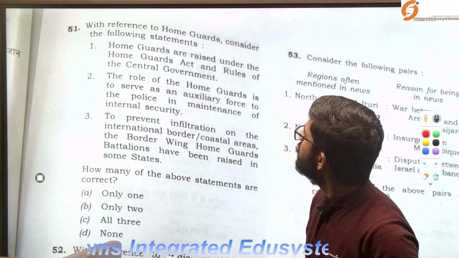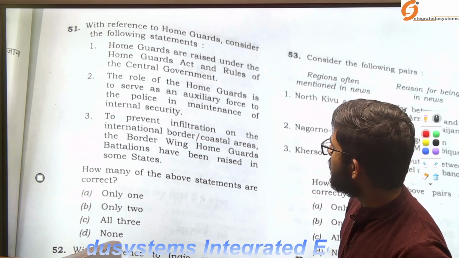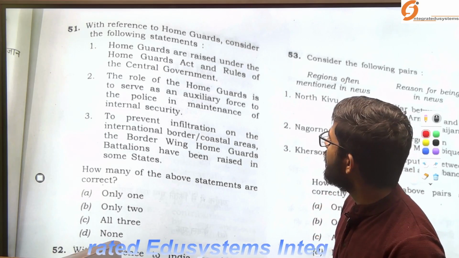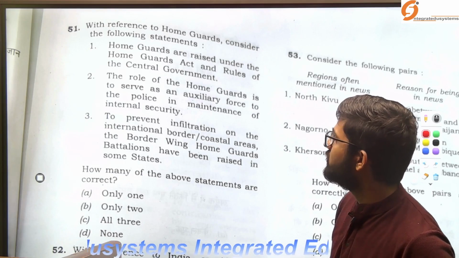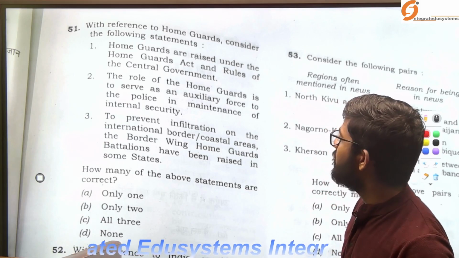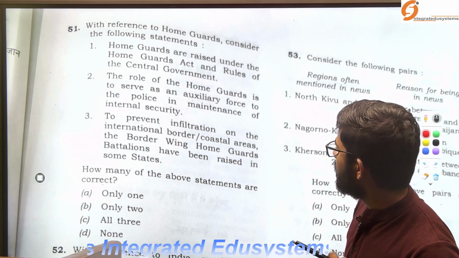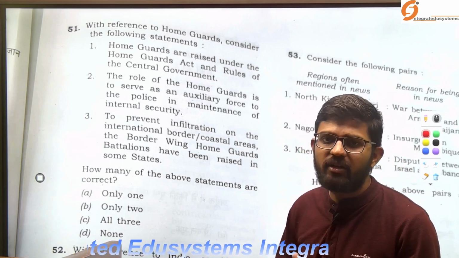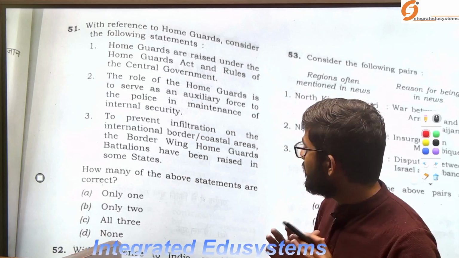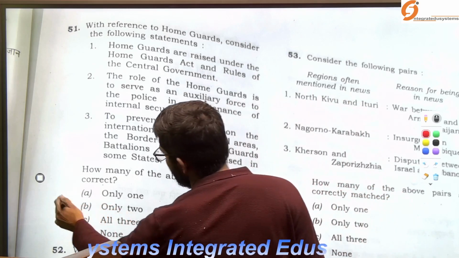With respect to Home Guard, consider the following statements. Home Guards are raised under the Home Guard Act and rules of the central government? Factual question. The role of the Home Guard is to serve as an auxiliary force to the police in the maintenance of internal security. No, this statement cannot be right. To prevent infiltration on international borders and coastal areas, border wing Home Guard battalions have been raised in some states. They help counter infiltration and gather some intelligence, not direct intelligence with respect to security, but they are helpful, and that's why BSF is experimenting with this. So answer is B, only and only 2.